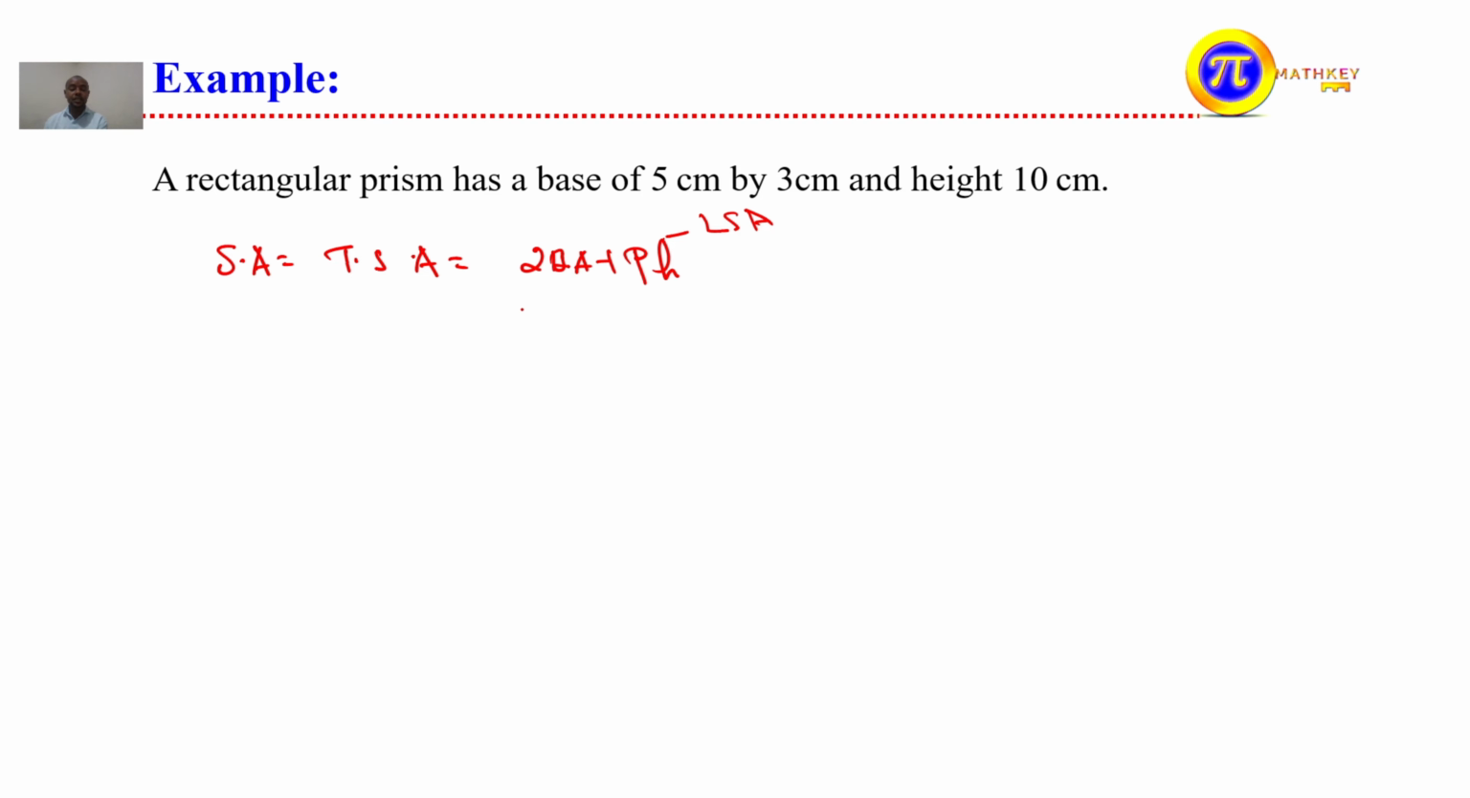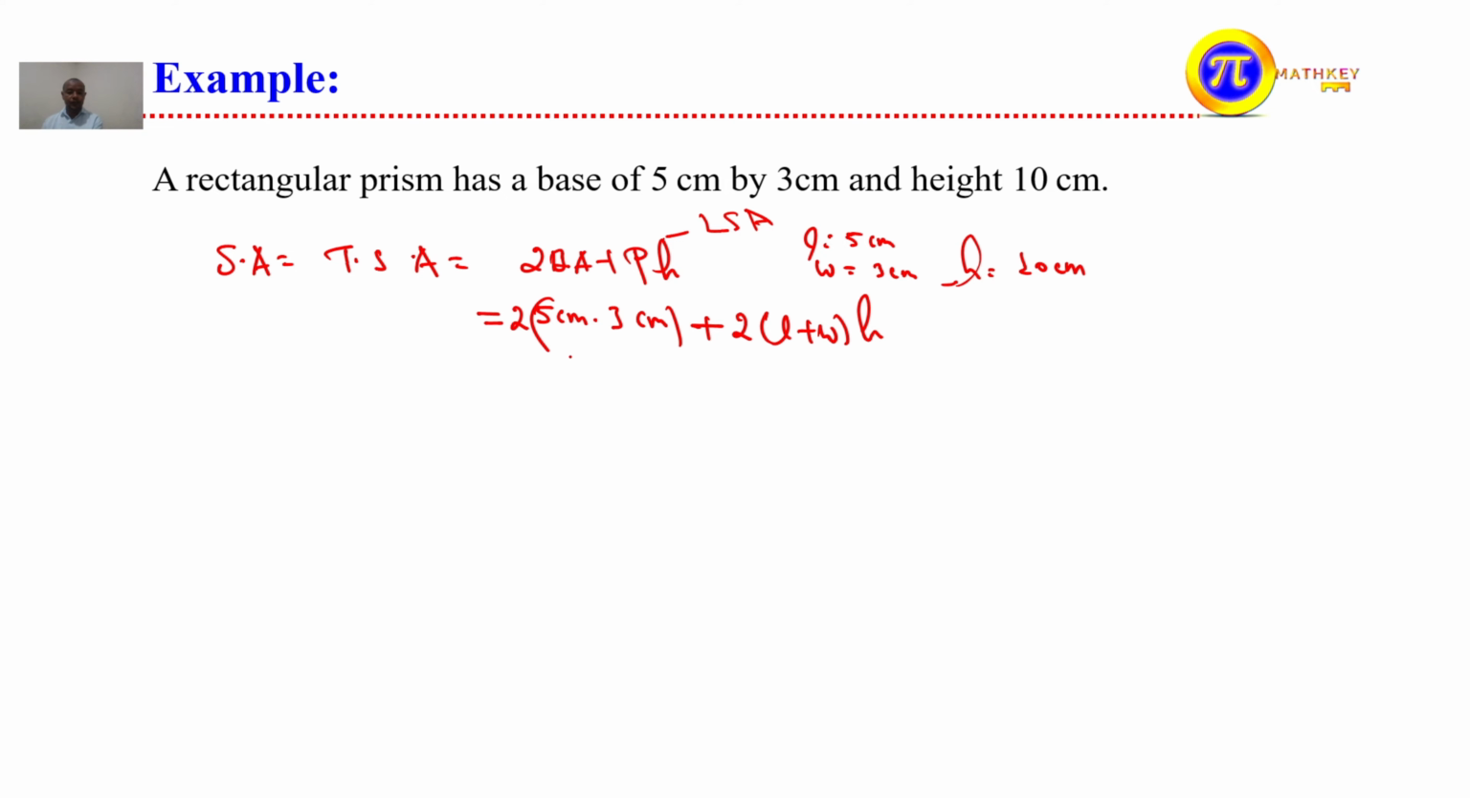What is the base area? Since it is a rectangular figure, it is length times width. That means 5 centimeter times 3 centimeter, times 2, since it is twice this, since the bases are the same. Plus the perimeter, which is twice length plus width, times the height H. Let's say length is 5 centimeter, width is 3 centimeter, and H is 10 centimeter. We have to consider this one.